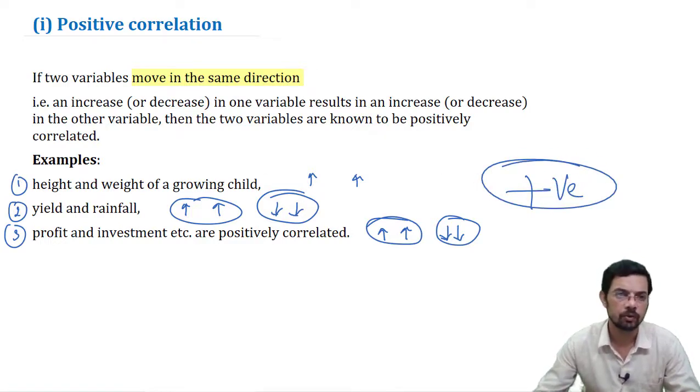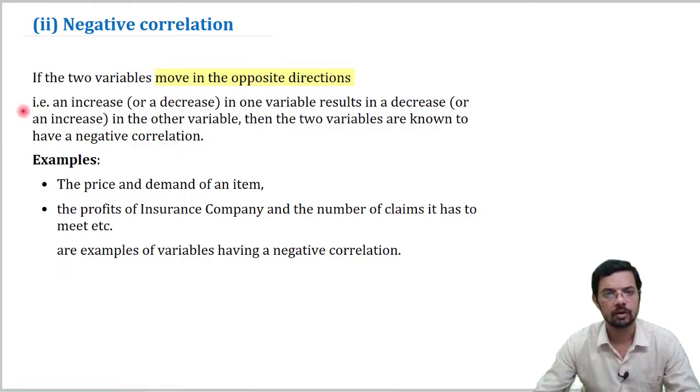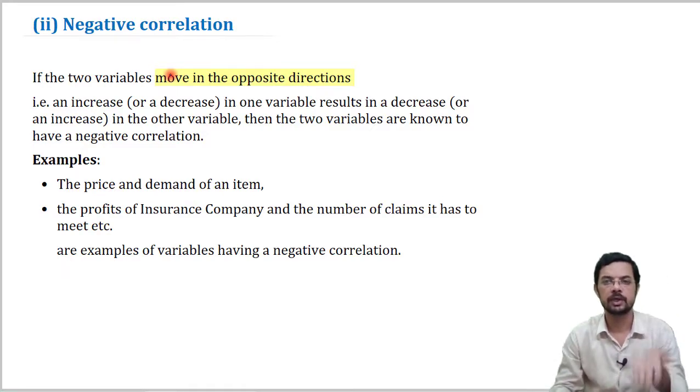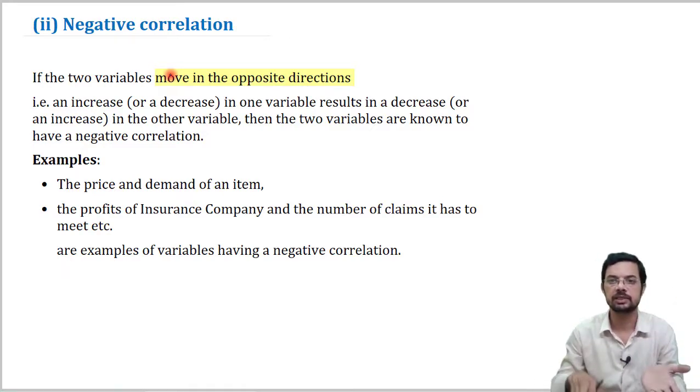In the same way, we shall move on to the next, negative correlation. If two variables move in the opposite directions, when one is increasing, the other is decreasing, or when one is decreasing, the other is increasing.